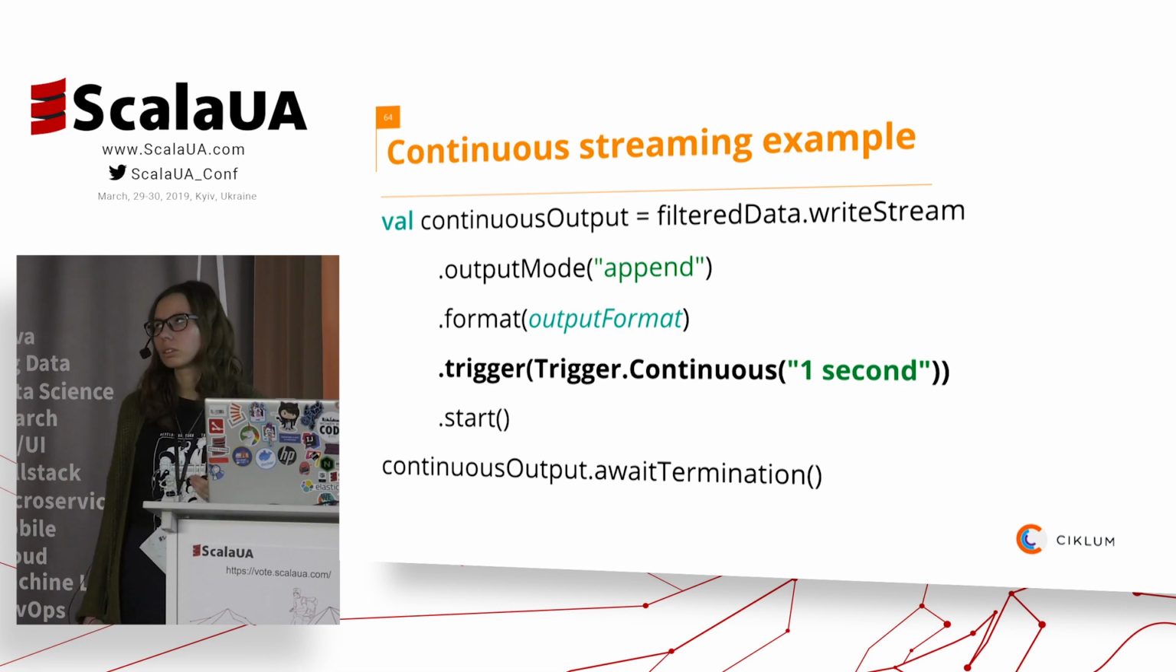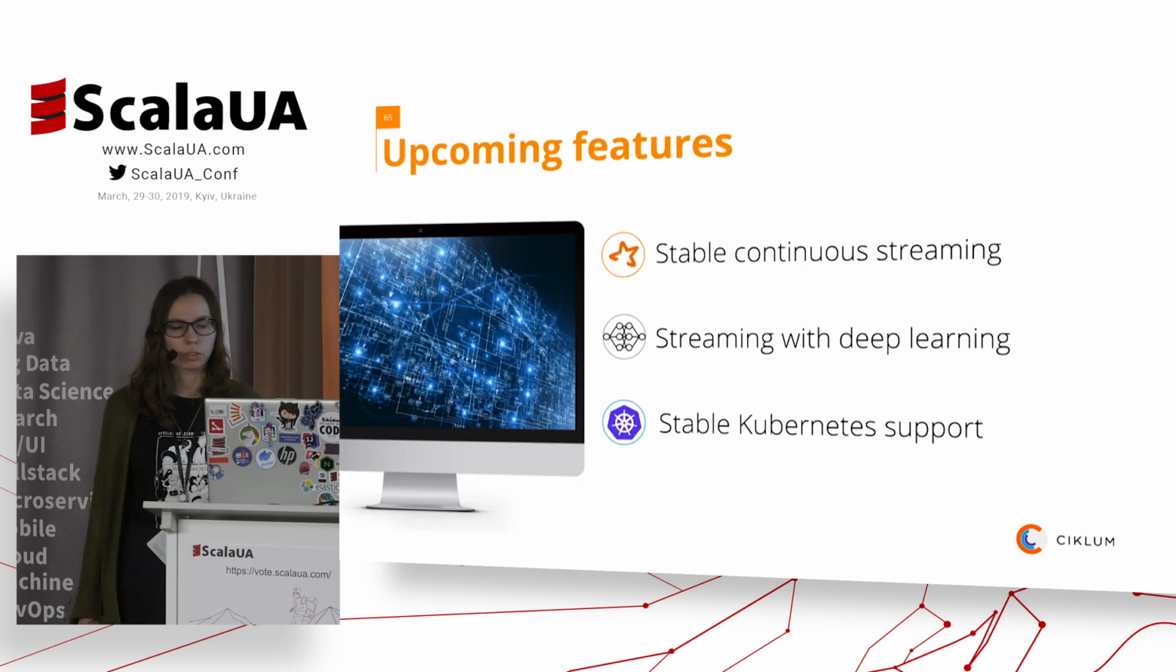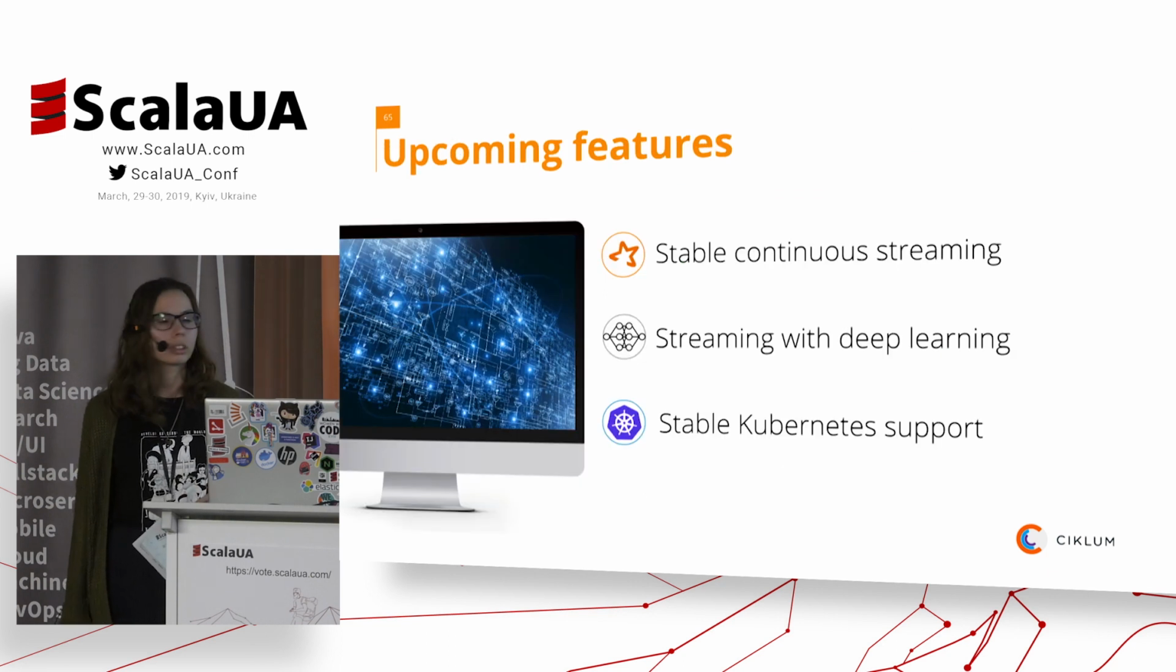But there are still a lot of problems with continuous processing. It's at an experimental stage, and it doesn't work with aggregations. So for example, if you try to experiment and define continuous streaming on window transformations or counts, you would get an error simply because it's not supported yet by continuous streaming. So the first feature to look for is stable continuous streaming.